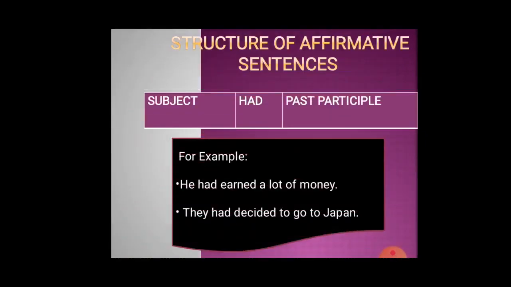Now let's see the structure of affirmative sentences in past perfect. First we use subject, then had, which is the second form of has and have, then past participle. For example, he had earned a lot of money. They had decided to go to Japan.